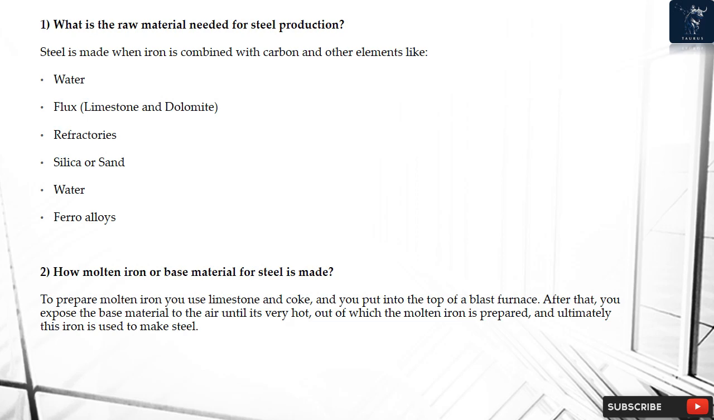2. How is molten iron, the base material for steel, made? To prepare molten iron, you use limestone and coke, and you put them into the top of a blast furnace. After that, you expose the base material to air until it's very hot, out of which the molten iron is prepared, and ultimately this iron is used to make steel.